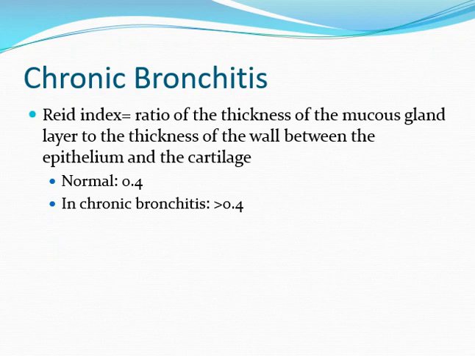And in chronic bronchitis, there is an important ratio to know, that is the Reid index. Reid index is the ratio of the thickness of the mucus gland layer to the thickness of the wall between the epithelium and the cartilage. In a normal person, the ratio is 0.4, but in a person with chronic bronchitis, the ratio is greater than 0.4. So chronic bronchitis and emphysema go hand in hand in a smoker, and they ultimately lead to dyspnea and heart failure in the long run.